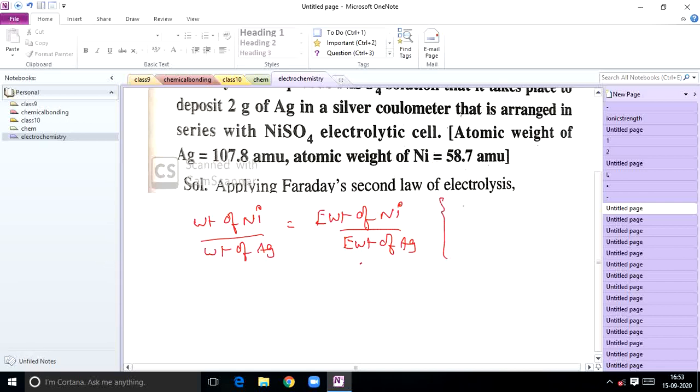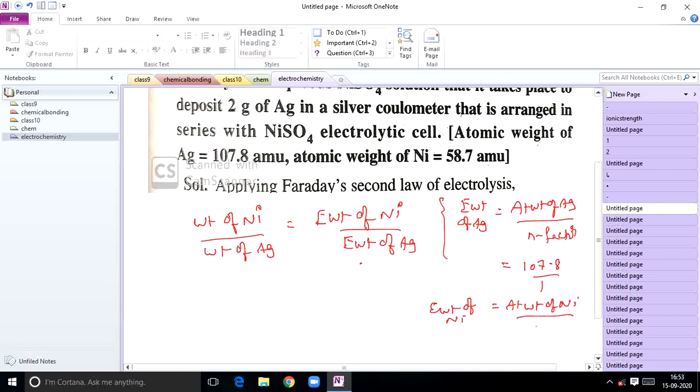Here I am drawing, equivalent weight of silver is equal to atomic weight of silver divided by number of electrons transferred, or n factor. What is the number of electrons transferred for silver? Ag plus plus electron gives Ag. The n factor is 1. Atomic weight of silver is 107.8 by 1.